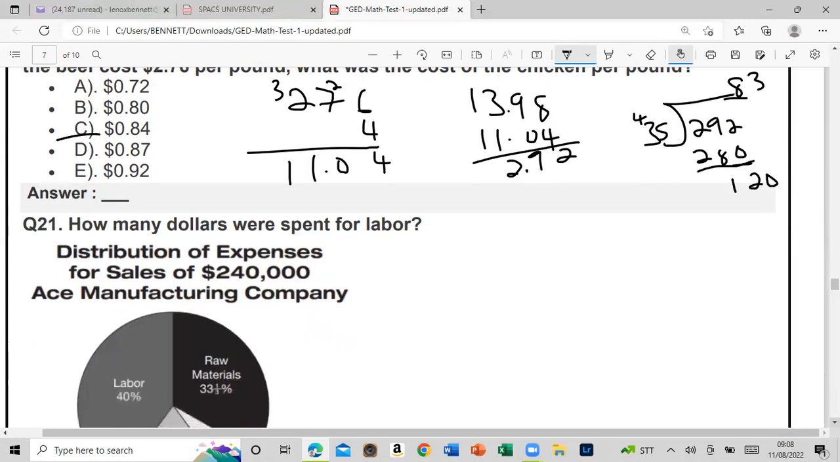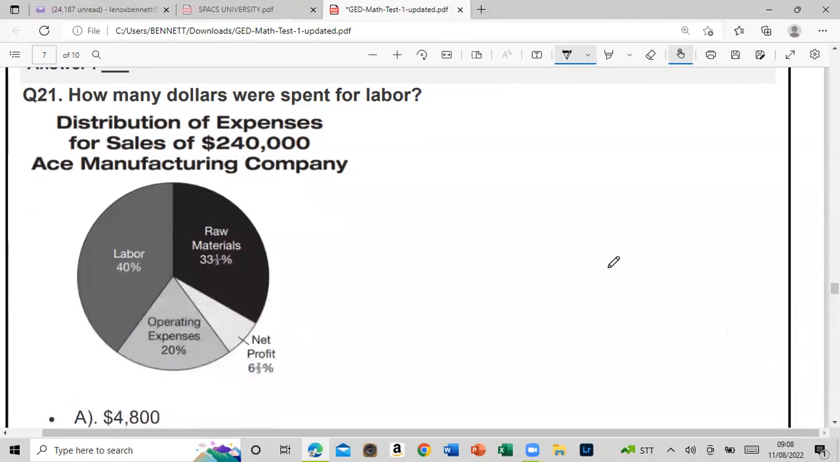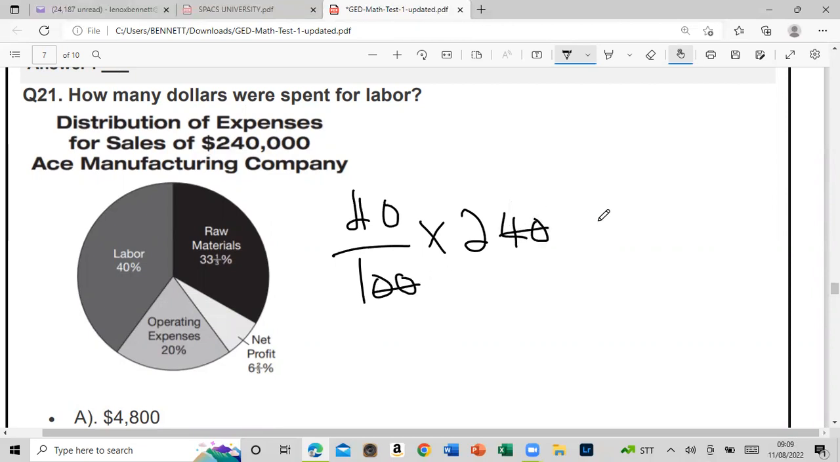I'm going to continue. How many dollars were spent for labor, distribution of expense for total sales is 240,000. Alright, so labor is 40% of that, right? Percent meaning out of 100. So how much was spent on labor? Just gonna use 240 and you add the 2 zeros, alright? 2 times 40 is 80.